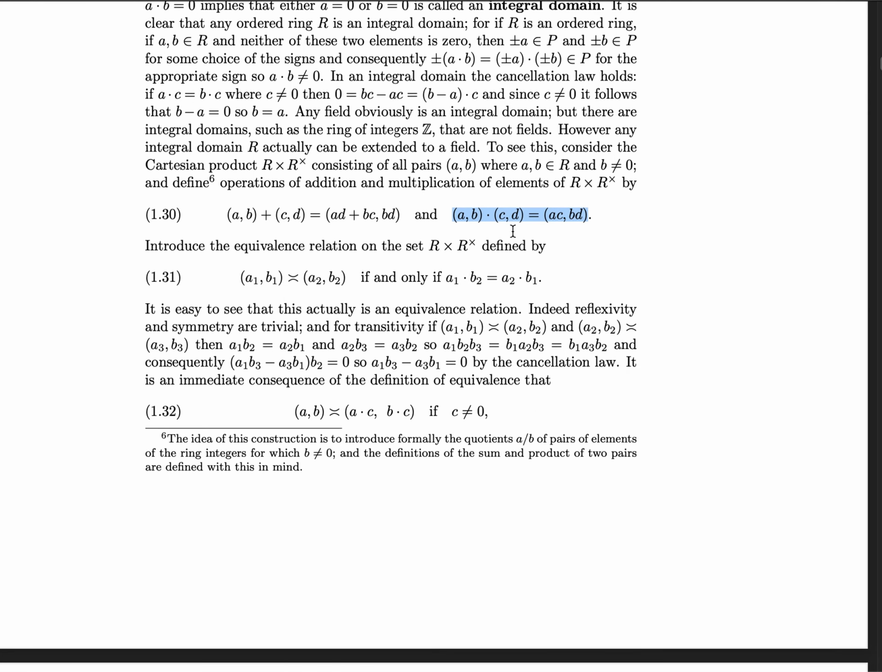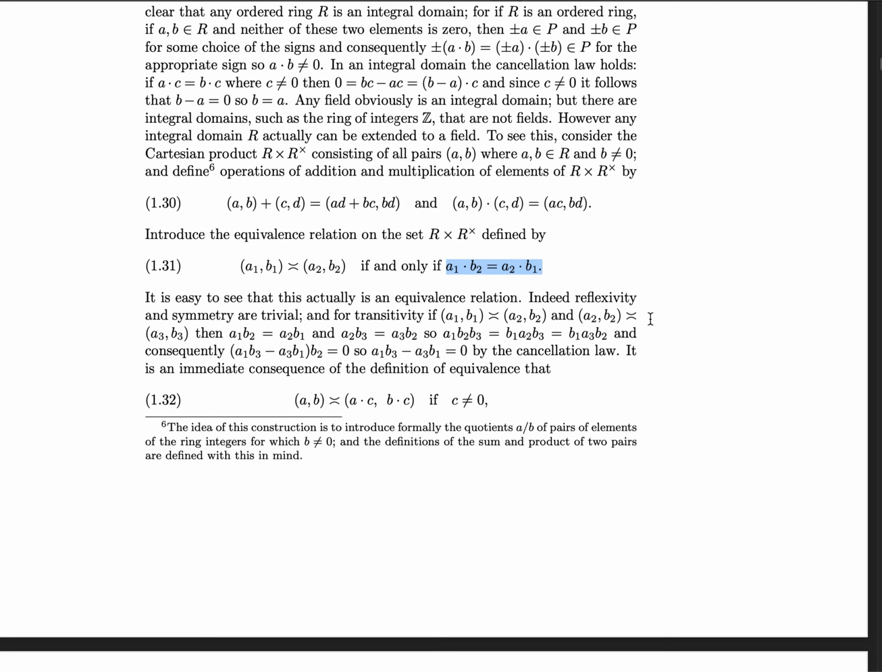We'll then note that we get natural equivalence relations on the set R cross R^x. Namely, if we continue with the example of fractions, 1 over 2 is equivalent to 2 over 4 because they both represent the fraction 1/2. So we set (a1, b1) equivalent to (a2, b2) if and only if a1 times b2 is equal to a2 times b1.